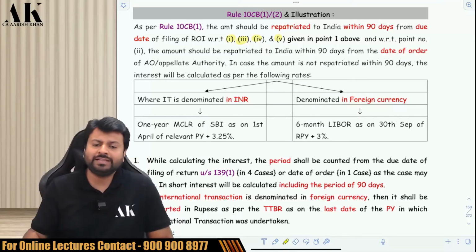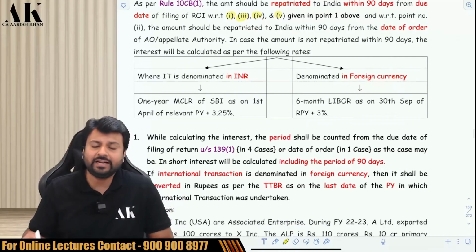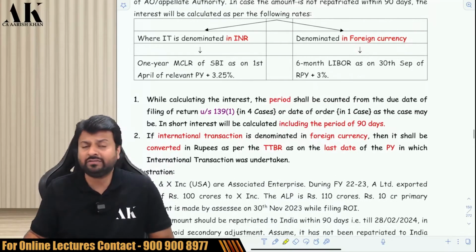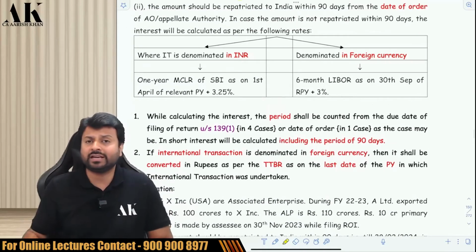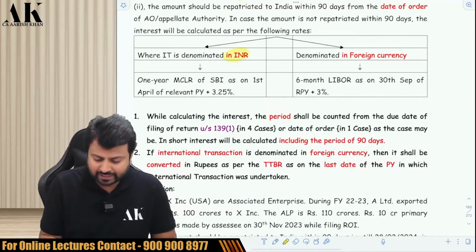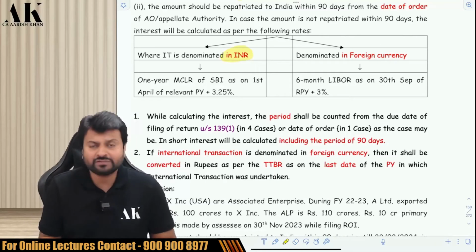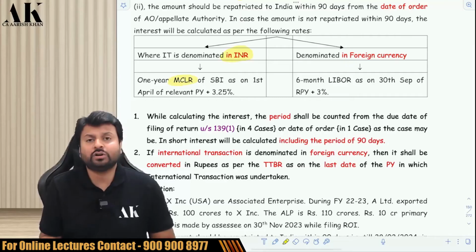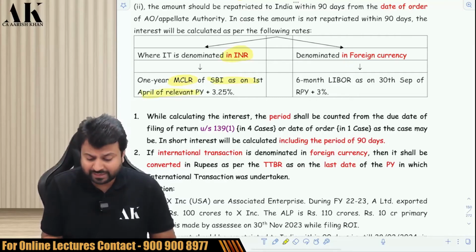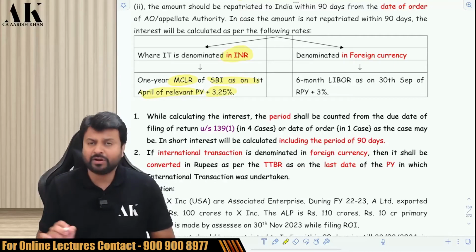What if I do not bring the money within 90 days? Then interest will be charged. At what rate will interest be charged? That depends upon in what currency the transaction is denominated. If the transaction is denominated in INR, then interest will be charged at 1 year marginal cost of lending rate as on the first day of the relevant previous year plus 3.25%.